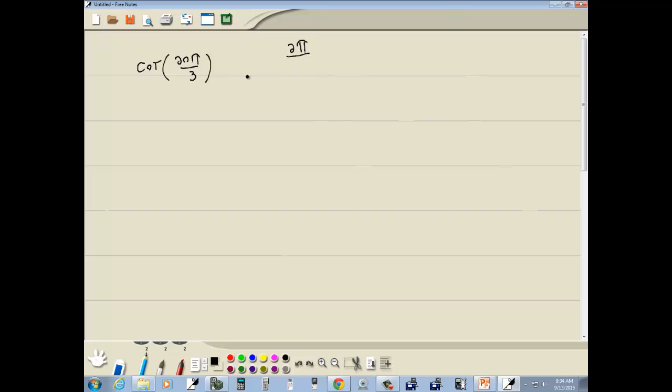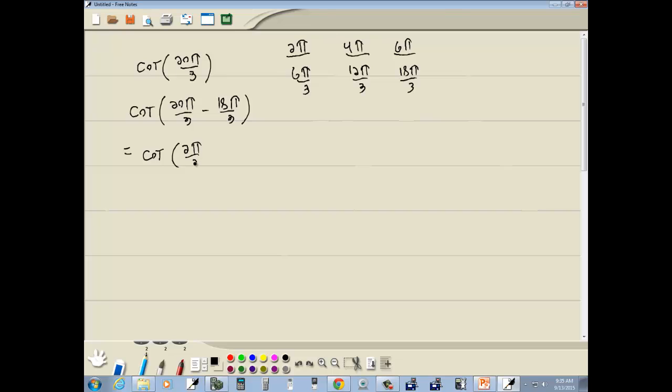Now, even more than that, if I get a common denominator, this is a 3, so my common denominator would be 3. This is the same as 6 pi over 3. That isn't enough. So if I go to 4 pi, that would be 12 pi over 3, which is not enough. And if I go to 6 pi, that's going to be 18 pi over 3. Notice what I'm doing. I'm adding 6's over and over. And it looks like the right amount. So we'll have cotangent of 20 pi over 3 minus 18 pi over 3. And that's going to give us cotangent of 2 pi over 3.